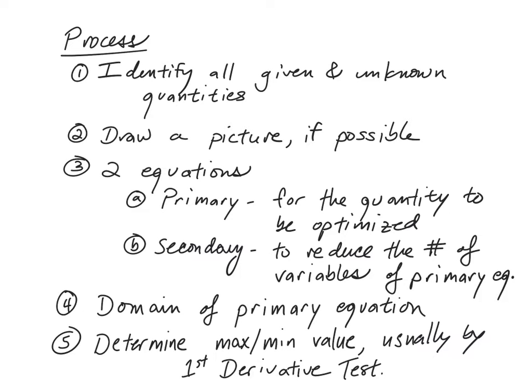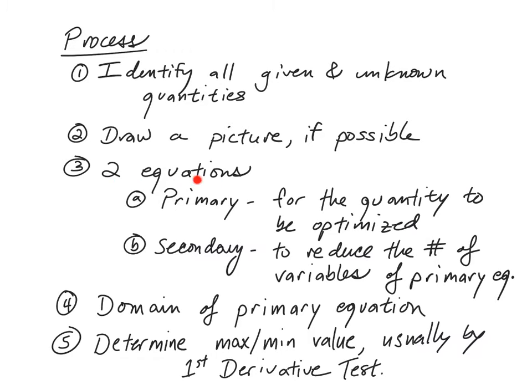Here on this slide we have the process of optimizing. So the first thing you want to do is identify all given and unknown quantities. We need to know what we have available to us, what we're working with, and then we can move forward. Second, I want to draw a picture if possible. Usually drawing a picture helps with the understanding of what it is you are trying to accomplish.